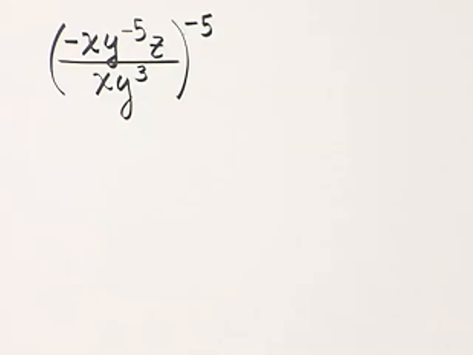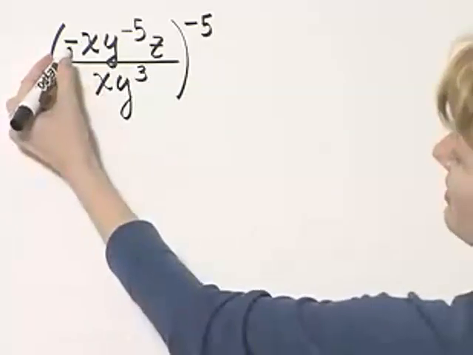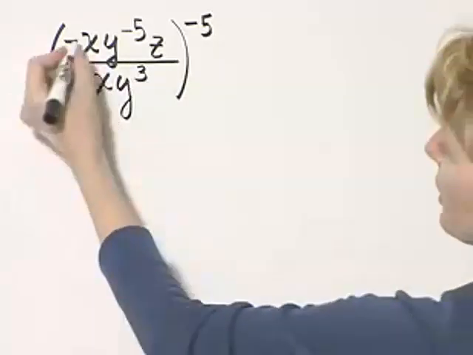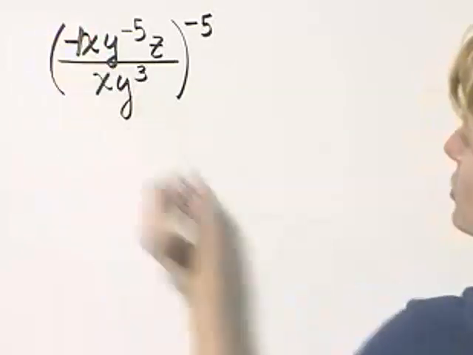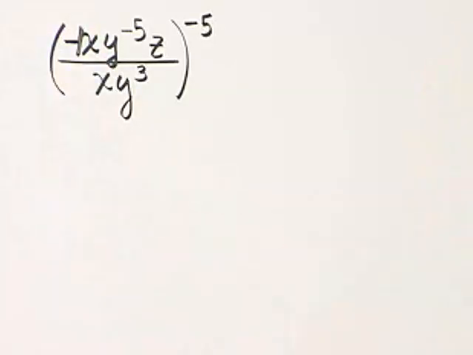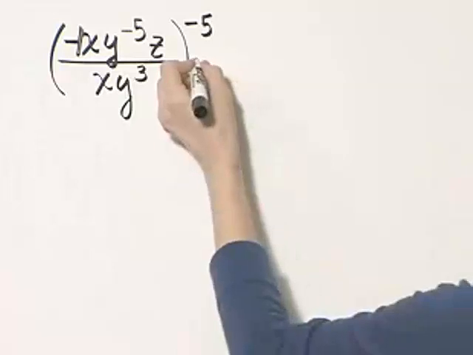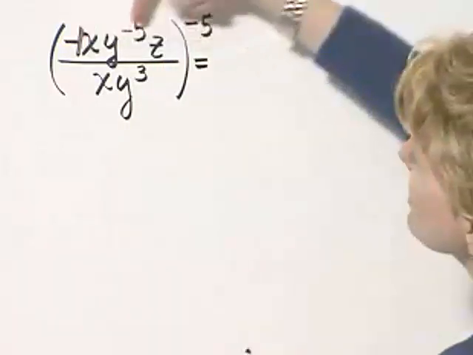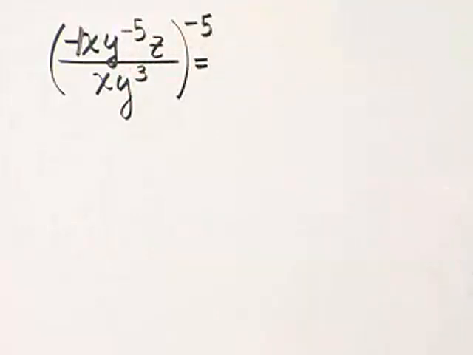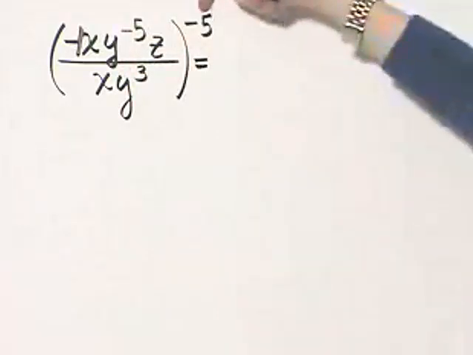Let's simplify this expression and write with positive exponents only. Notice I have negative x here in the numerator. I think I'm going to write it as negative 1x, and we'll just treat the negative 1 separately from the x. So first, I'll use a power of a product and a quotient, and every single factor in the numerator and denominator is raised to this power.